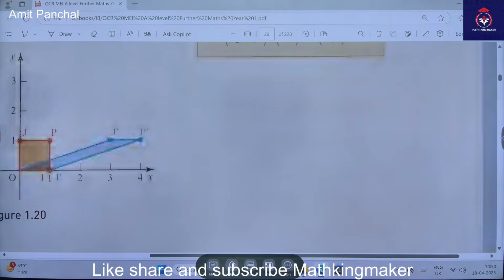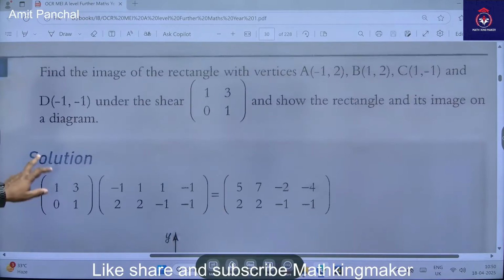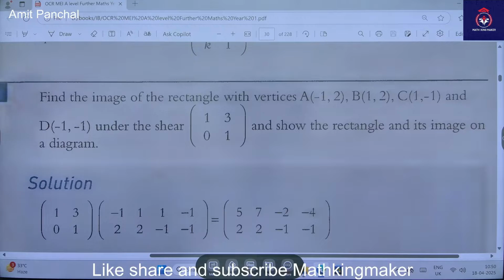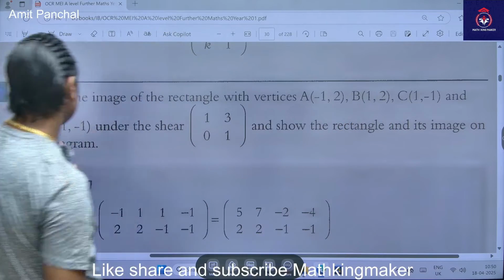Okay, we'll see it in examples. It will be clear. No issues. So now this is your example. Find the image of the rectangle with the vertices A, B, C, and D under the shear.